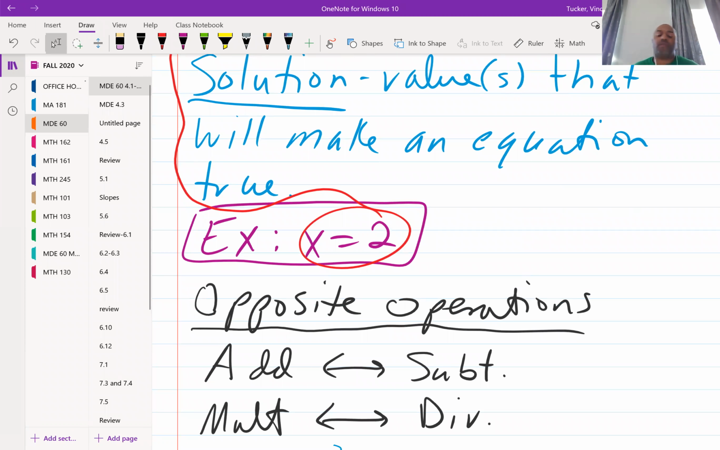So we will solve by what I call opposite operations. In other words, there are operations that undo what the other one does. Addition and subtraction will undo each other. Multiplication and division will undo what the other one does.